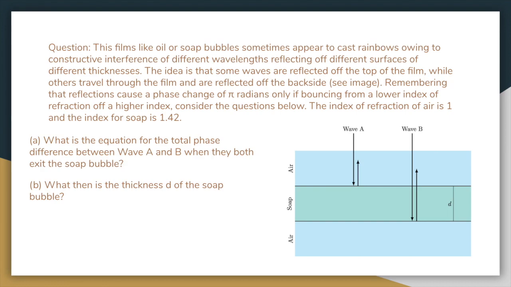Consider the question below. The index of refraction of air is 1 and the index of refraction of soap is 1.42. Question A: What is the equation for the total phase difference between wave A and wave B when they both exit the soap bubble? And question B: What then is the thickness D of the soap bubble? Now, let's start by solving problem A.